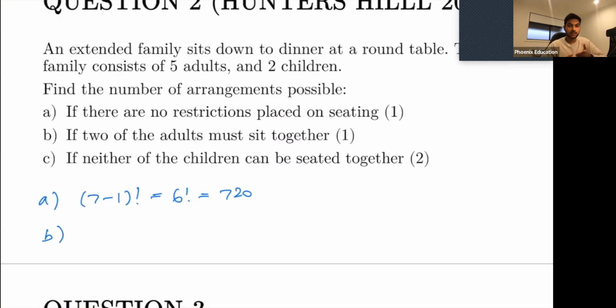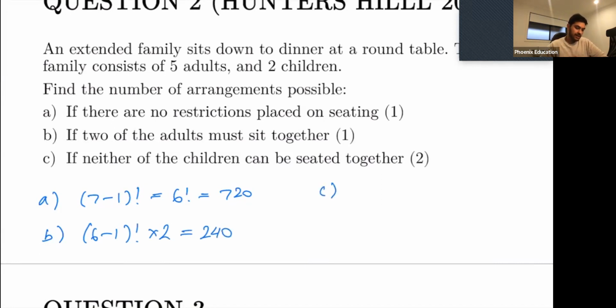Part B, if the 2 adults must sit together. Okay, 2 of the adults must sit together. So if we group 2 adults together, we're left with, instead of 7 elements, now 6 elements. So arrangements in a circle would be 6 minus 1 factorial. But because the adults can switch amongst themselves, we'll multiply this by 2. So this gives us 240.